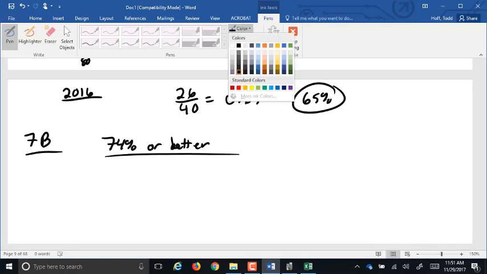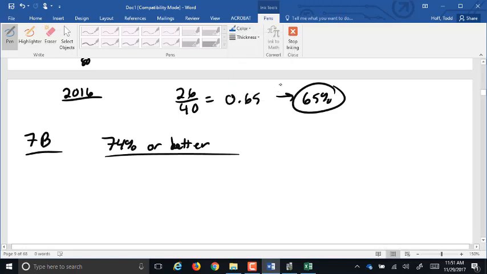Now, I'm not sure if in this institution 80% is a C and 74% is the bottom of the D's. I'm not sure why they chose those percents, but I would assume that there's significance there in the grading. But for 2015, how many of those students had a 74% or better? 38. So 38 out of 40 would be what percent? 95%.